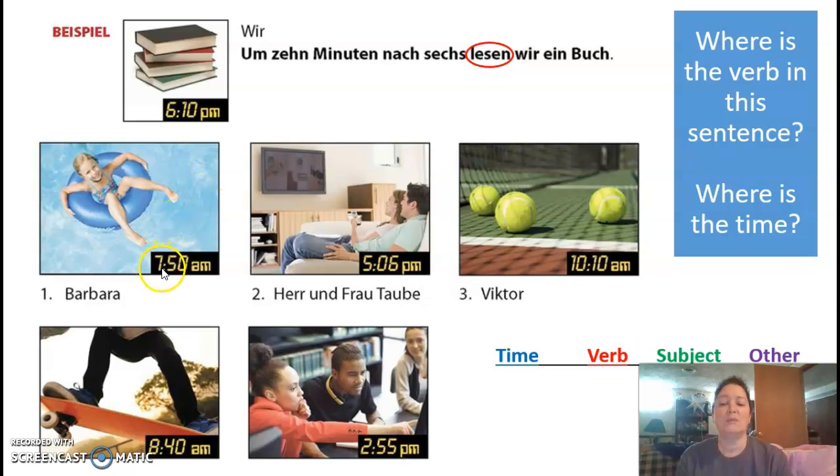So I might say, 7:50 Uhr schwimmt Barbara. 5:06 Uhr sehen Herr und Frau Taube fern. 10 nach 10 spielt Victor Tennis. 20 vor 9 fährt Dino Fahrrad. 5 vor 3 machen Sie Hausaufgaben. So that's something you should remember. If you see it and you're like, why don't they say 10 nach 6 wir lesen? You cannot do that in German. The verb has to go second, always.